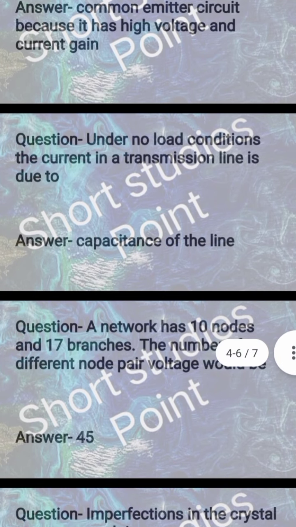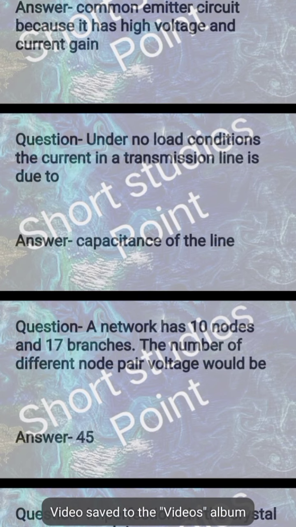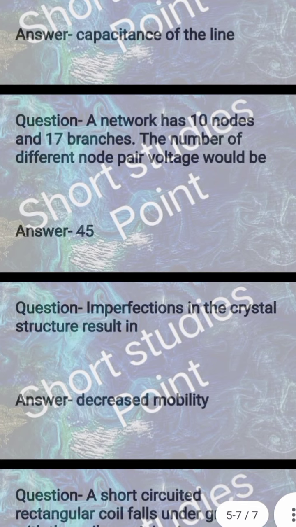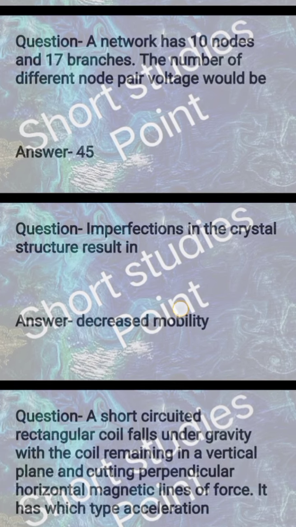Next question: under no load condition, the current in a transmission line is due to the capacitance of the line. Question: a network has 10 nodes and 17 branches. The number of different node pair voltages would be, answer: 45. Next question: imperfections in the crystal structure result in decreasing mobility.